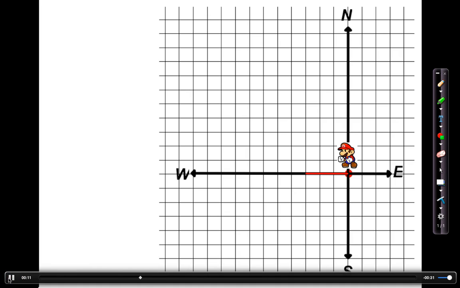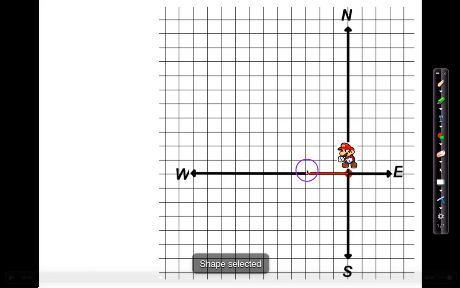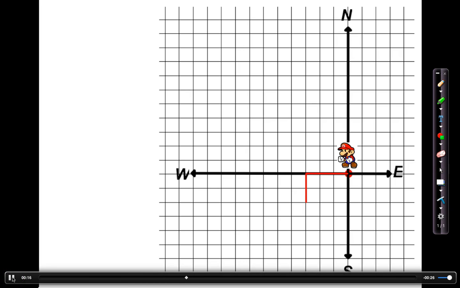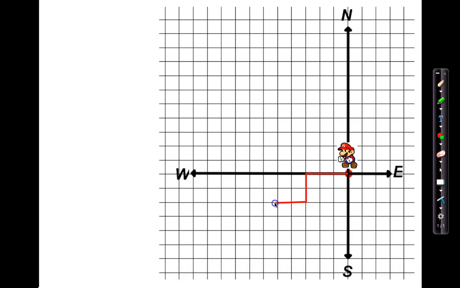Then he turned to the south and traveled for 2 miles. So I'm going to go ahead and now have him traveling south, which is downwards, 2 miles. So there's 2 miles. After a water break, Roland again continued west for 4 miles. So again, since it's west, I'm going to be moving towards the left for 4 miles. So there's 1, 2, 3, 4 miles.